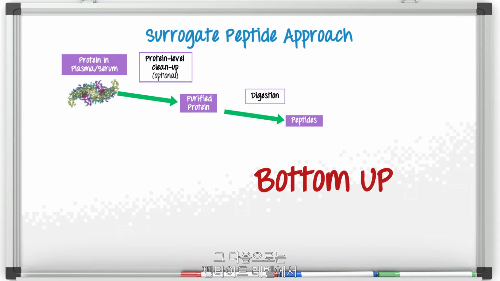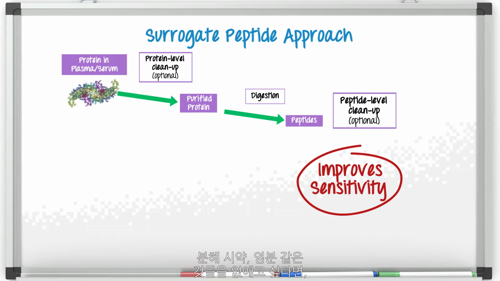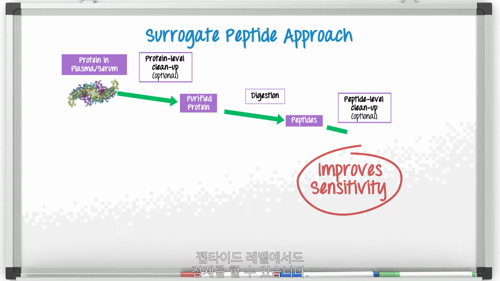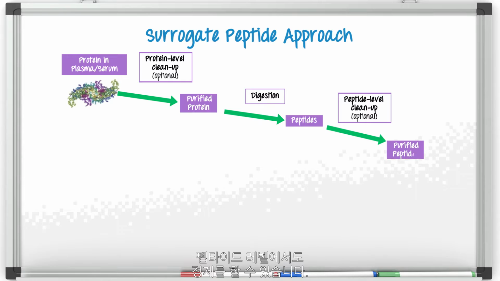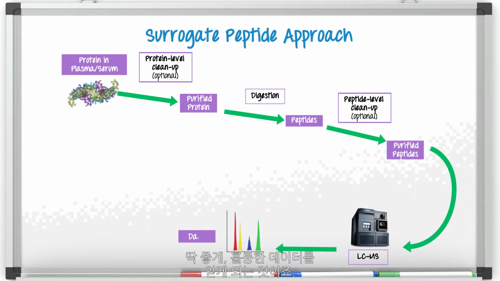Next, you have a choice of whether or not you want to clean up at the peptide level. Say you need additional sensitivity, or you want to get rid of some of the digest reagents, salts, things like that, then you might clean up at the peptide level as well using something like a mixed mode SPE. Finally, you've got your purified peptides and you take them over to LCMS, and then ideally you get some good data out of it. So what do you think?